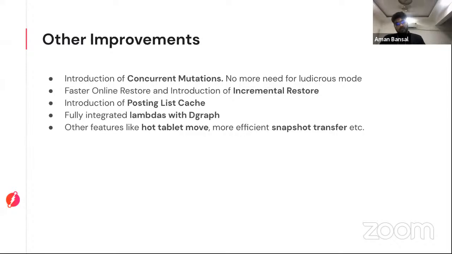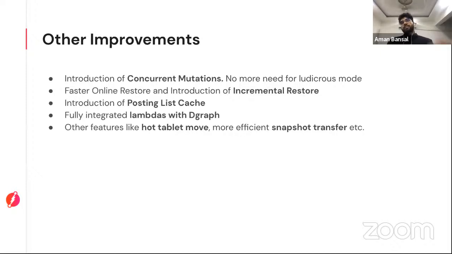Now, besides this, we also implemented faster online restore, and we introduced incremental restore in this release. What this means is we implemented the whole online restore using map reduce algorithms, and it made our restore processes 4 times faster. What this means to our community and to our customers is that there is less downtime in case of upgrades or cluster recovery, right? And the third major thing which we introduced is the posting list cache.